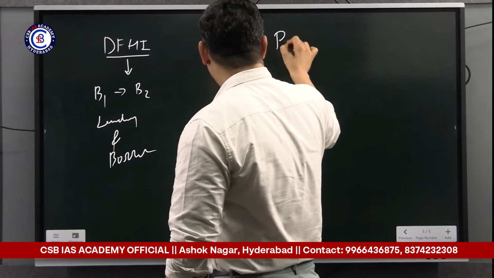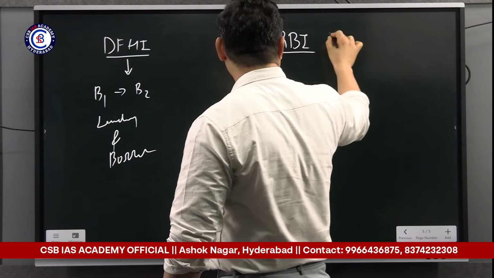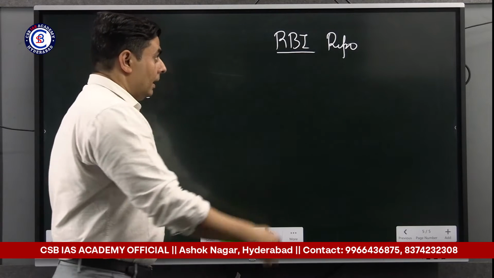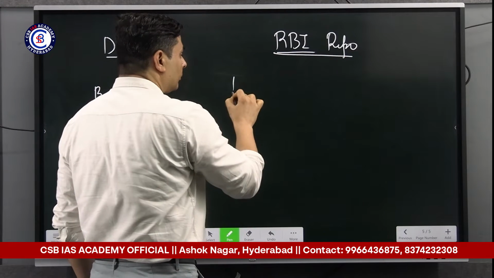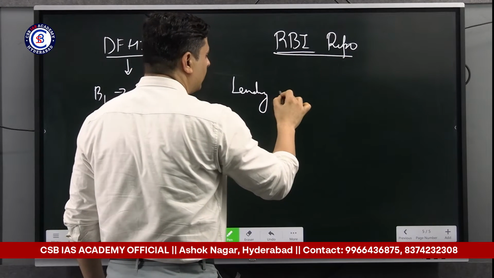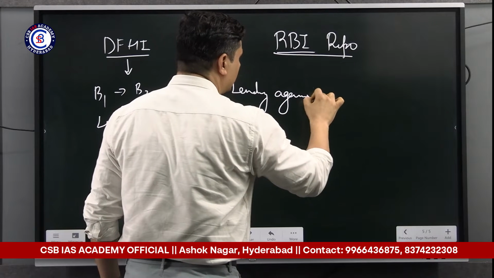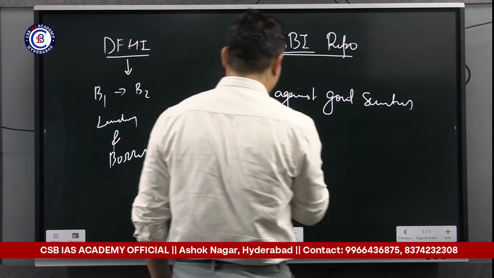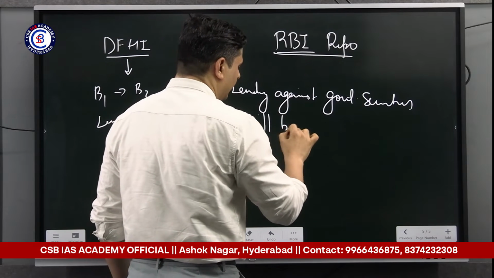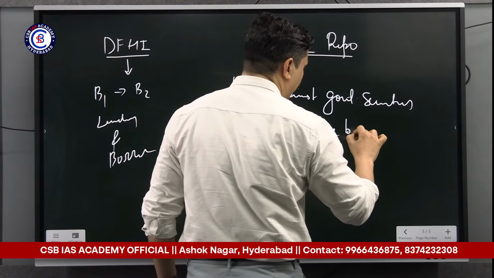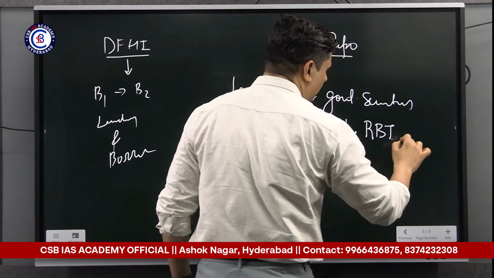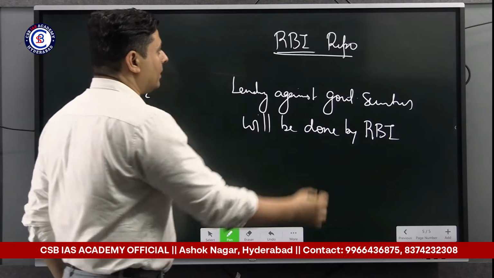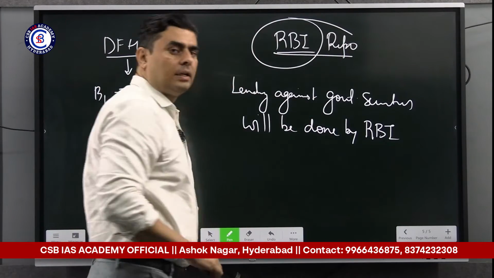But when RBI started Repo, now what will happen? In this Repo system, lending against government securities will be done by RBI itself. Earlier there were lender banks, but now who is a lender? RBI itself is a lender.